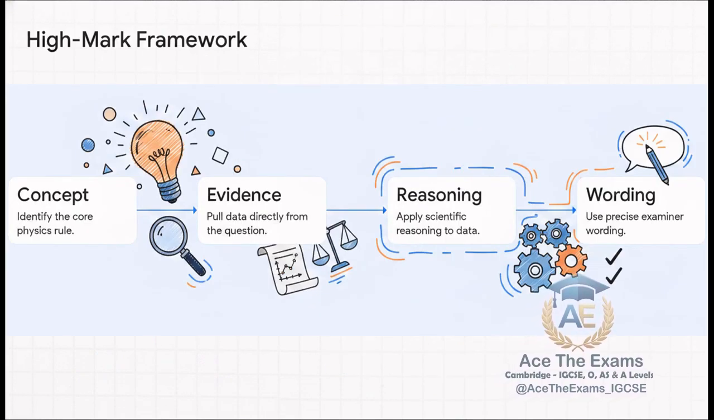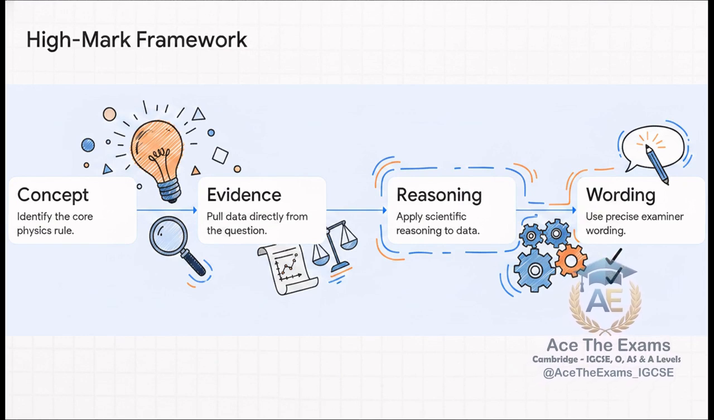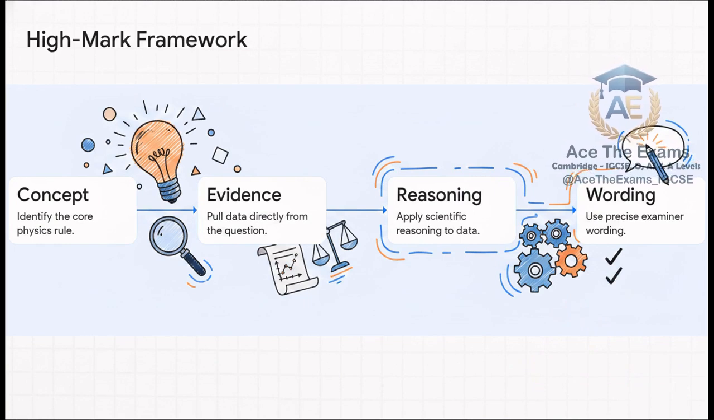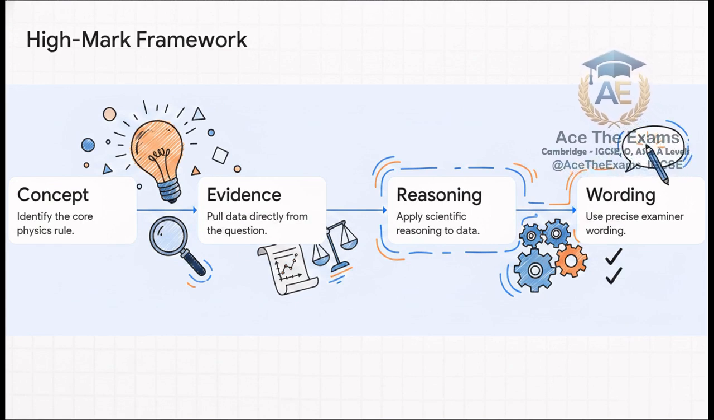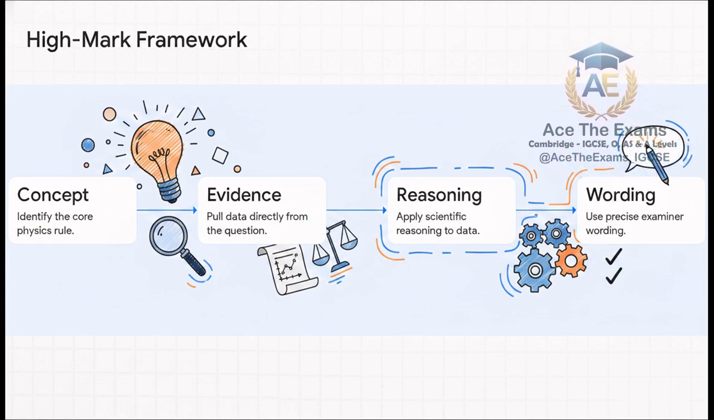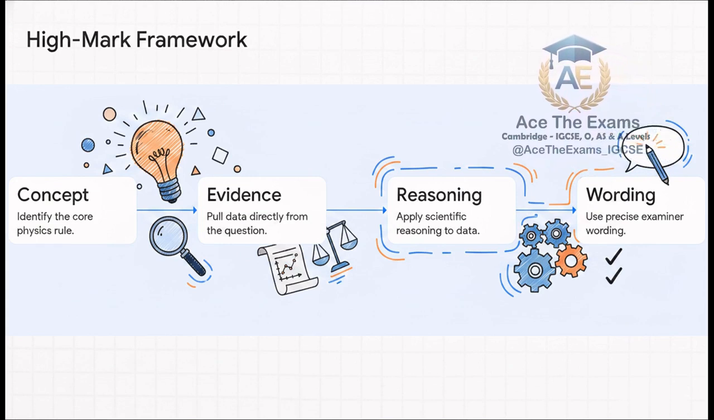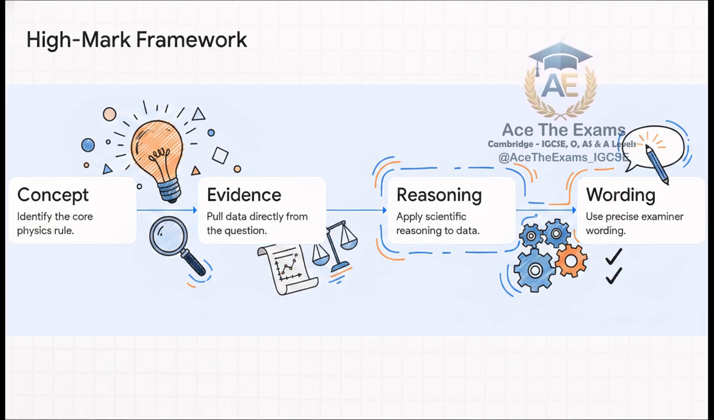This is exactly how top-tier students take a really messy calculation and turn it into a totally structured examiner-proof response. Step 1, isolate the concept. What's the core physics rule? Step 2, grab the evidence or data straight from the text. Step 3, hit it with scientific reasoning. Do these data points actually match the concept's rules? And finally, Step 4, use precise examiner wording to execute your answer. Let's see this in action.